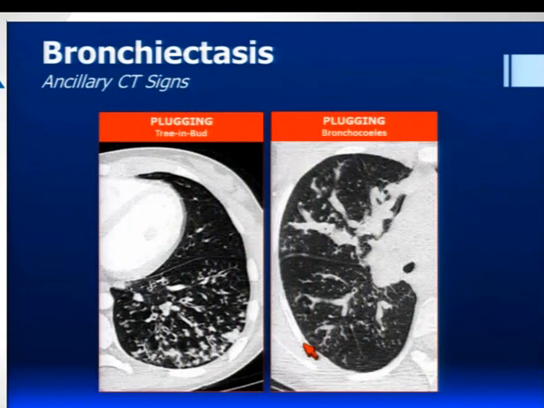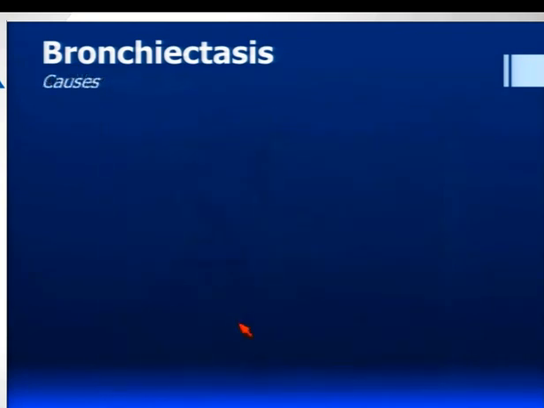Plugging of airways also occurs, and that may be in the large airways, as shown in the middle lobe here, or in the smaller airways, manifesting as a tree in bud pattern, the plugging of the peripheral airways that occurs. And these are the additional ancillary signs. And again, I stress the word, you must not make the diagnosis of bronchiectasis on any of these 5 ancillary signs that I've just shown you.